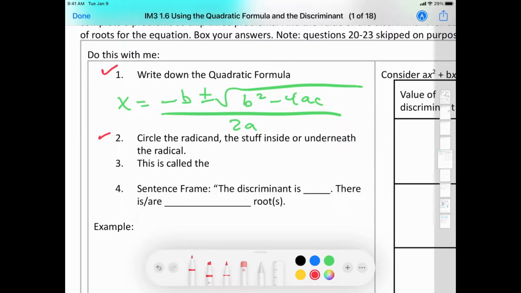Okay, then it says circle the radicand, which is the stuff inside or underneath the radical. So let's go ahead and circle this. Notice the 2a in the denominator is not included. This part that I just circled is called the discriminant. Okay, so we have this sentence frame here that can help us: the discriminant is blank and there are blank roots.